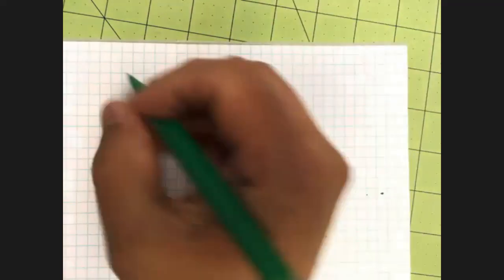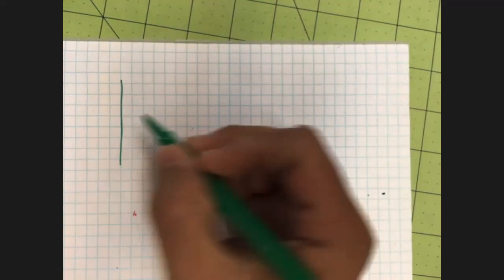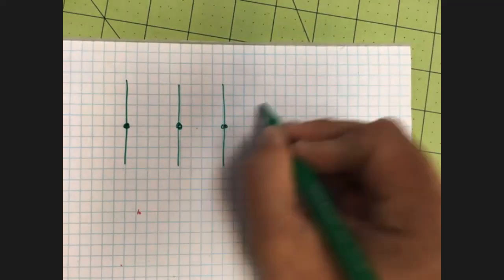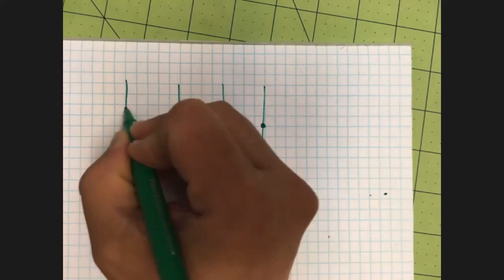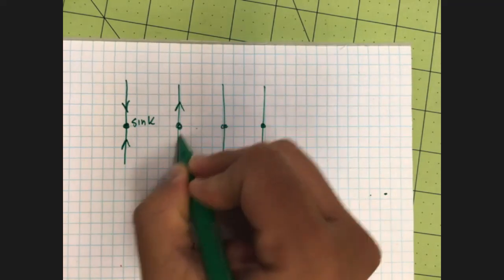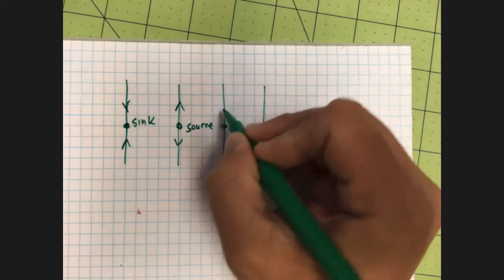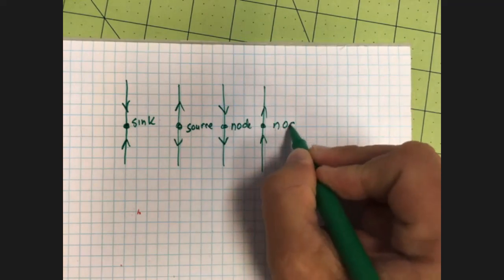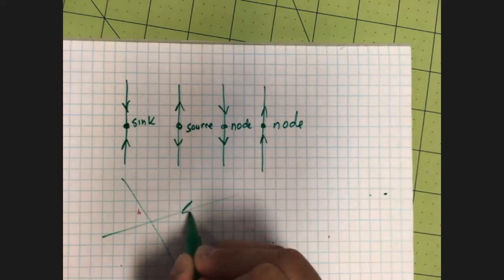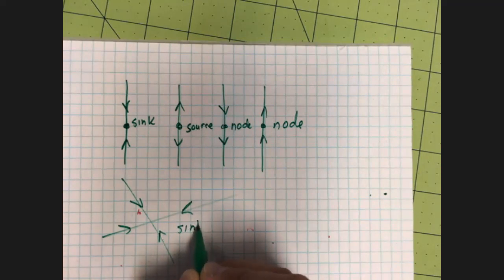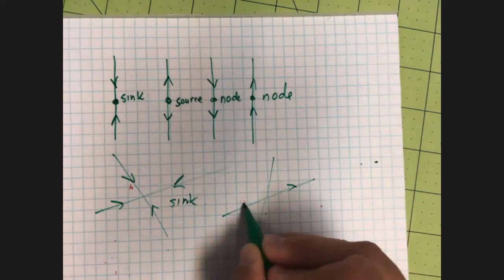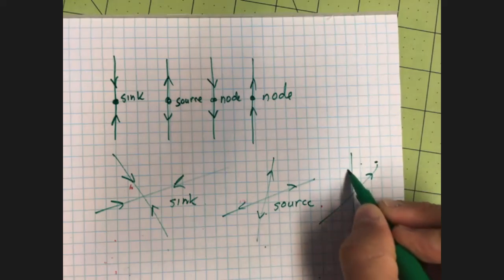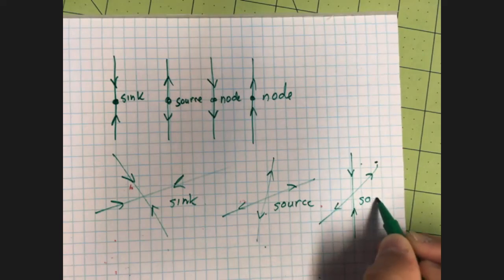Okay, I want to say one more thing before we go, but now you're equipped to do all the problems from 3.1, 3.2, and 3.3. Do you remember what we used to call phase lines? Now we look back on them fondly because they were very simple. You either went both in and you called it a sink, or you went both out and you called it a source, and you went in one and out the other, you called that a node. Now, when we go both in, we call that a sink. When we go both out, we call that a source. And when we go one in, one out, we call that a saddle, not a node, but a saddle.